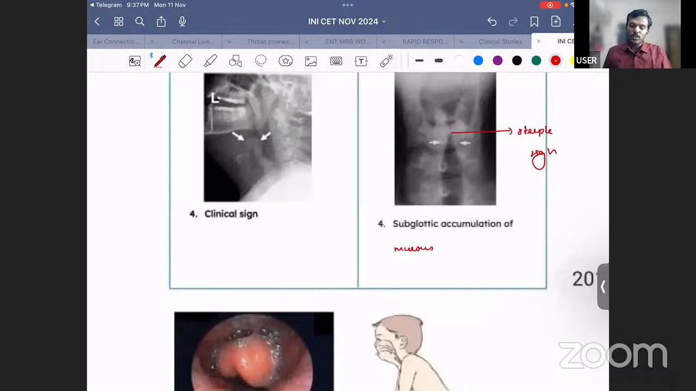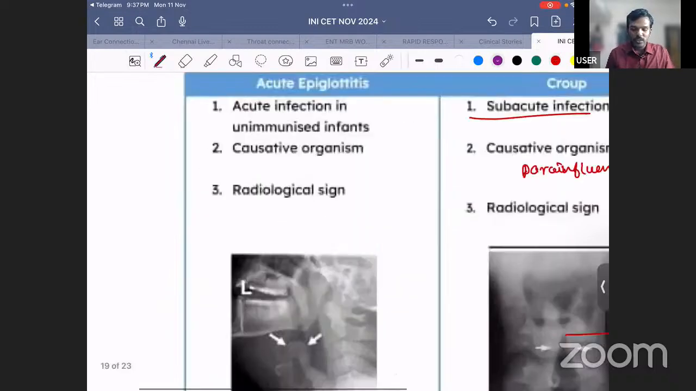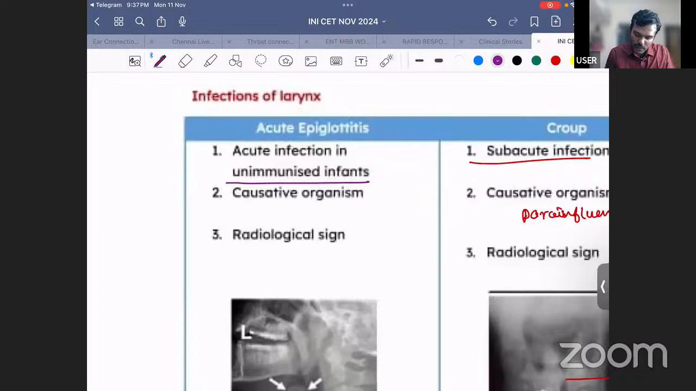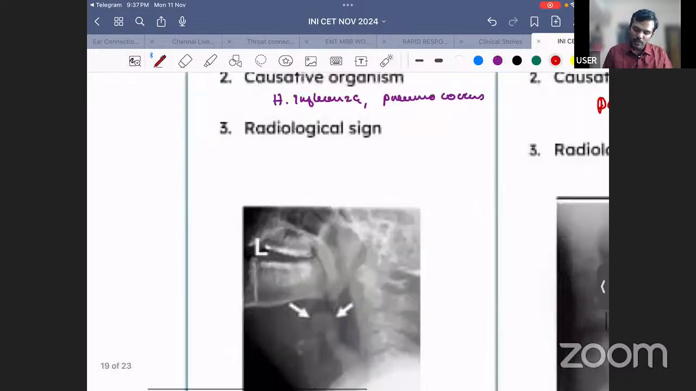Okay, fine. So acute infection in unimmunized individuals, caused by H influenzae or pneumococcus, can cause acute epiglottitis. Here the radiological sign will be thumb sign. Radiological sign is thumb sign.